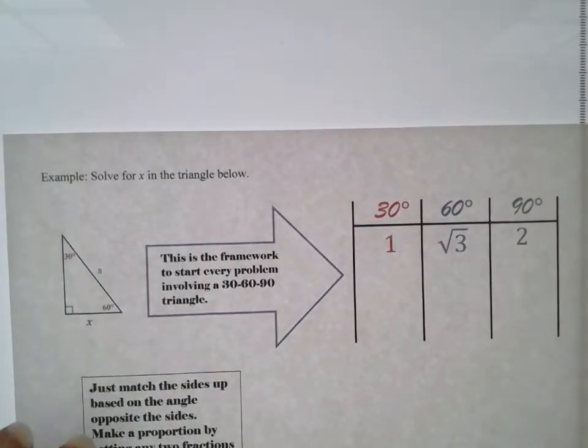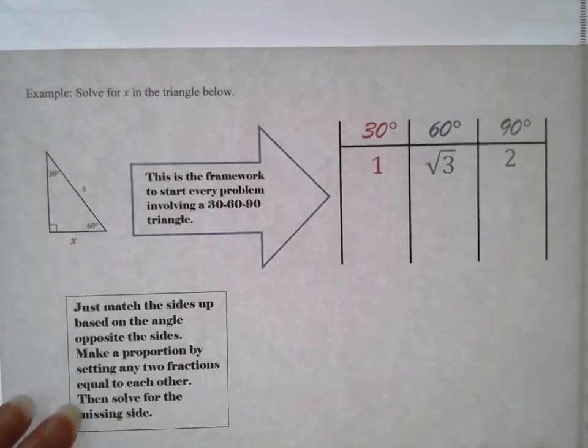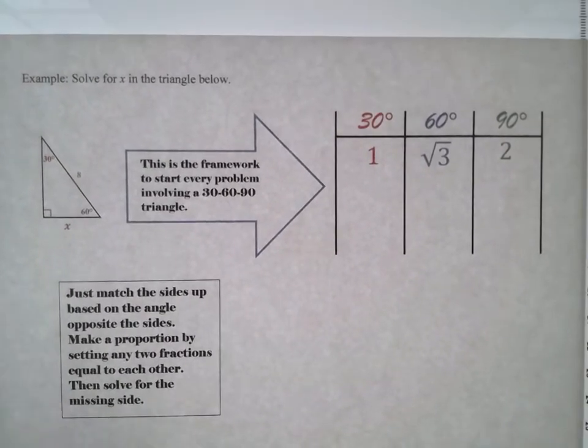So let's look at an example. Here we have an example problem, and we have a 30, 60, 90 triangle, and we have that the hypotenuse is 8, and we have that x is across from the 30.